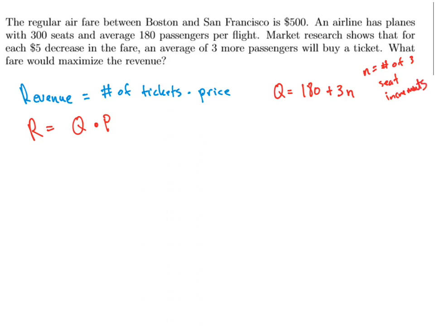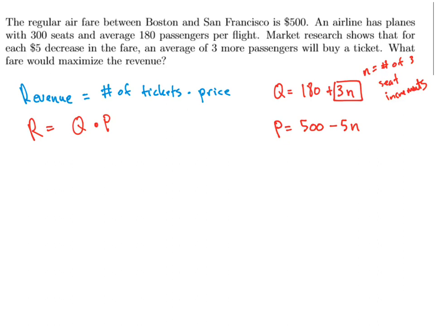Okay, so the number of tickets that the airline is going to sell is 180 plus 3n. And then the price, well, we're starting at $500, but every time we add 3 seats, that's resulting from a $5 decrease, so minus 5n. I guess it's going the other way: every time we lower the fare by $5, we're increasing the number of seats.